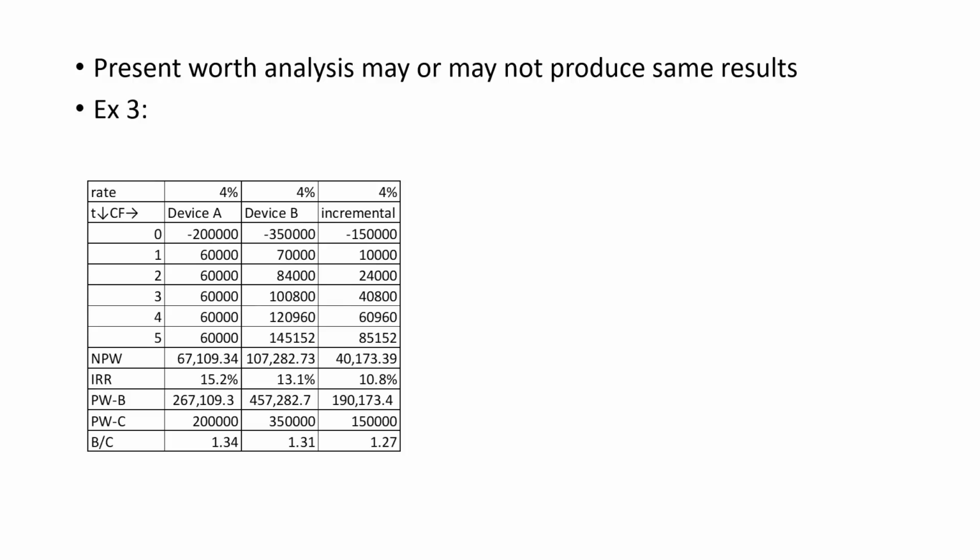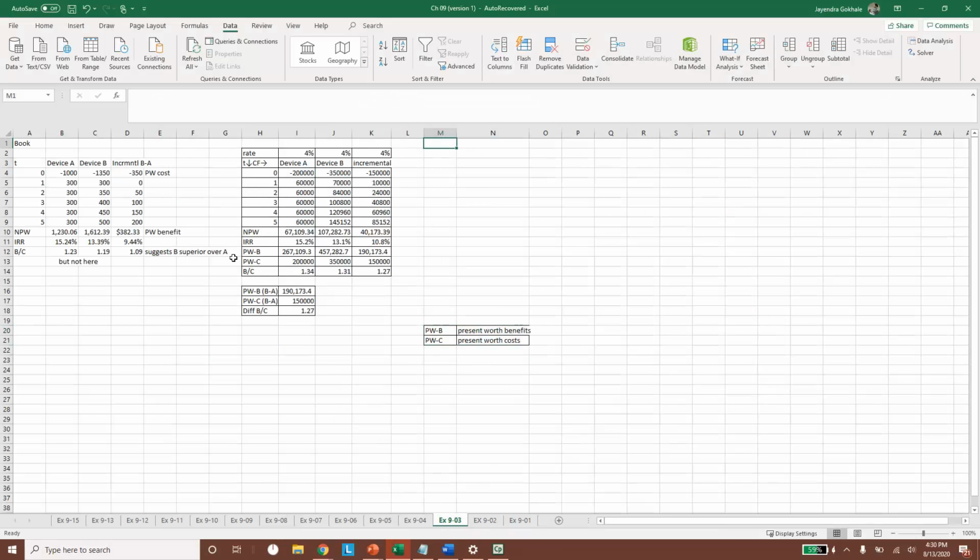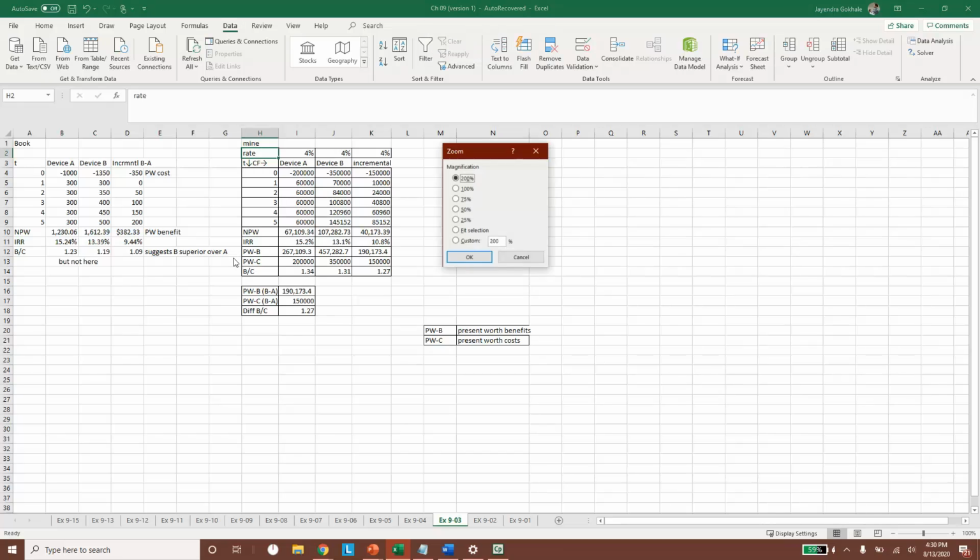So let's assume we have two devices, A and B. A has a lower setup cost, and we have done this before. We have done this in chapter 5, some example. I forget the exact example number. I think it should be here in the Excel. It is not. That is my example. All right. So Alt VZ0, enter.